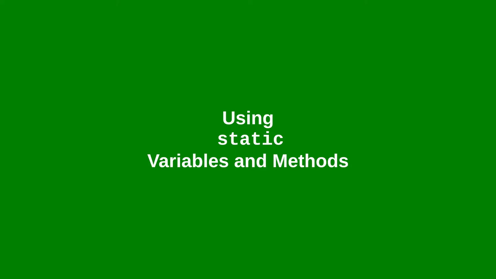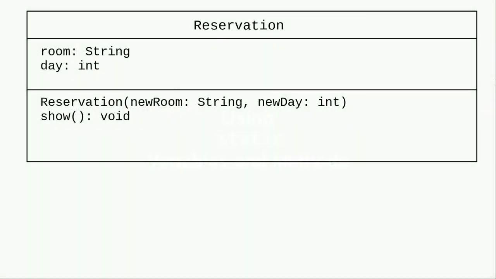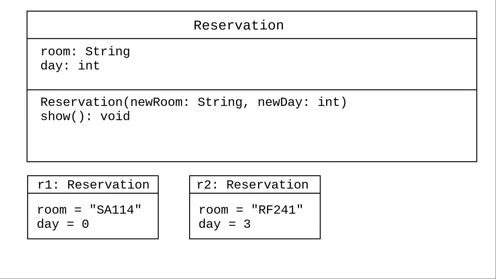Here's the design for a class that keeps track of room reservations with a room name and a day of the week from 0 to 6, with 0 representing Monday. Here are two reservation objects. Each one has its own room name and its own day number.